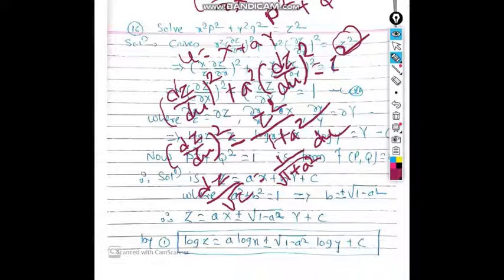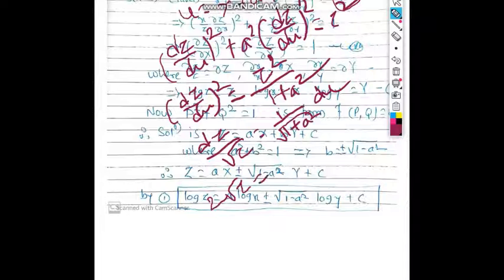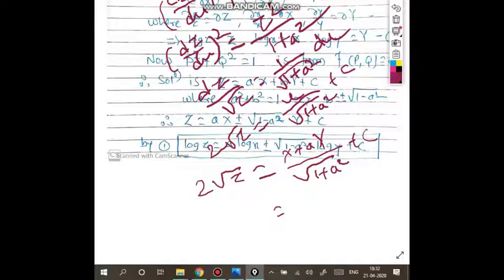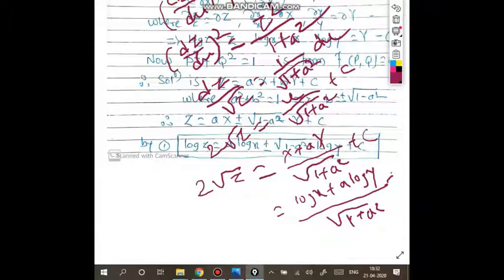And now integrating, 2 root z is equal to u upon root of 1 plus a square plus c. But at the end we have to resubstitute the values. The value of u is capital X plus a capital Y, so 2 root z is equal to (capital X plus a capital Y) divided by root of 1 plus a square plus c. And at the end we substitute capital X by log x and capital Y by log y, and that is the final answer.